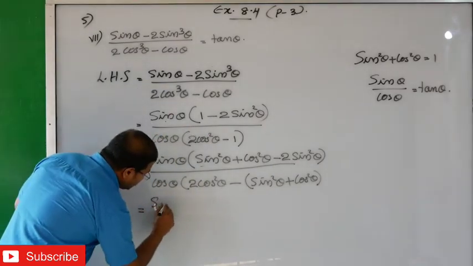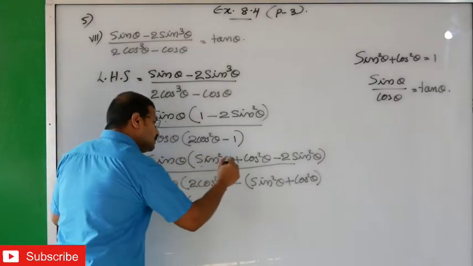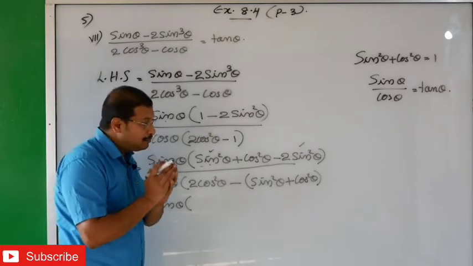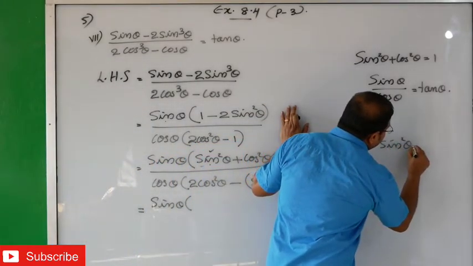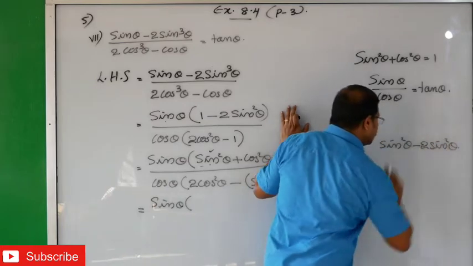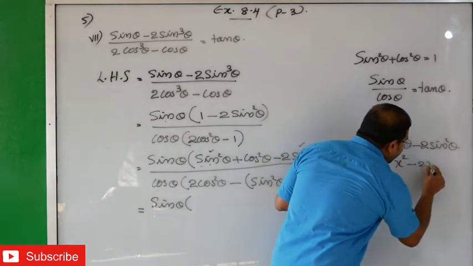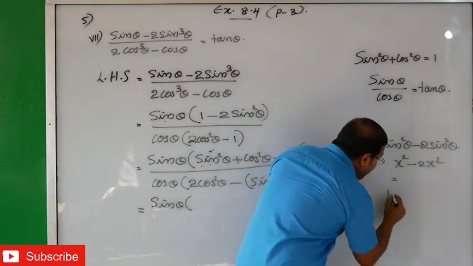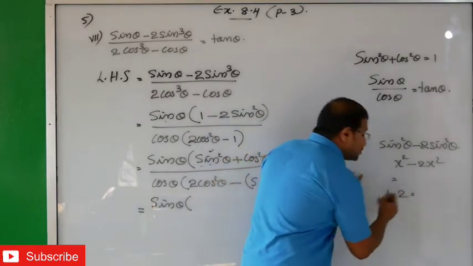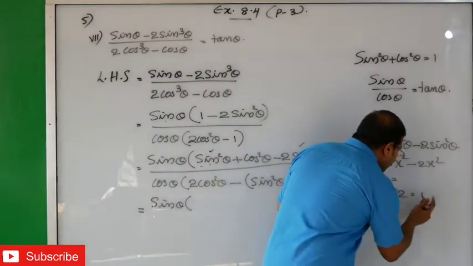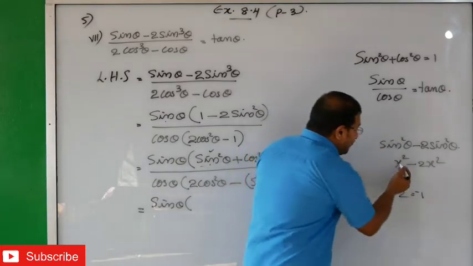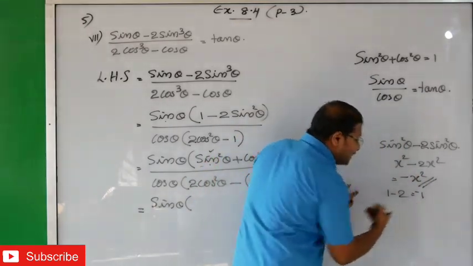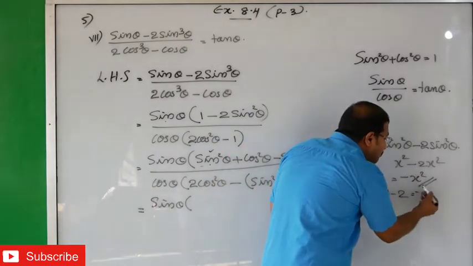Equals. Now, sin theta bracket. See, sin square theta minus 2 sin square theta. Same term means we can join it. Because we got now sin square theta minus 2 sin square theta. This is something like x square minus 2x square. X square minus 2x square means, x square is 1x square. That means like 1 minus 2. 1 minus 2 means 1, but of course, the bigger number is 2, that means minus will be put. Same way, x square minus 2x square means minus x square. I hope you can understand. 1 minus 2 means minus 1. Same way, x square minus 2x square, you'll write minus x square.